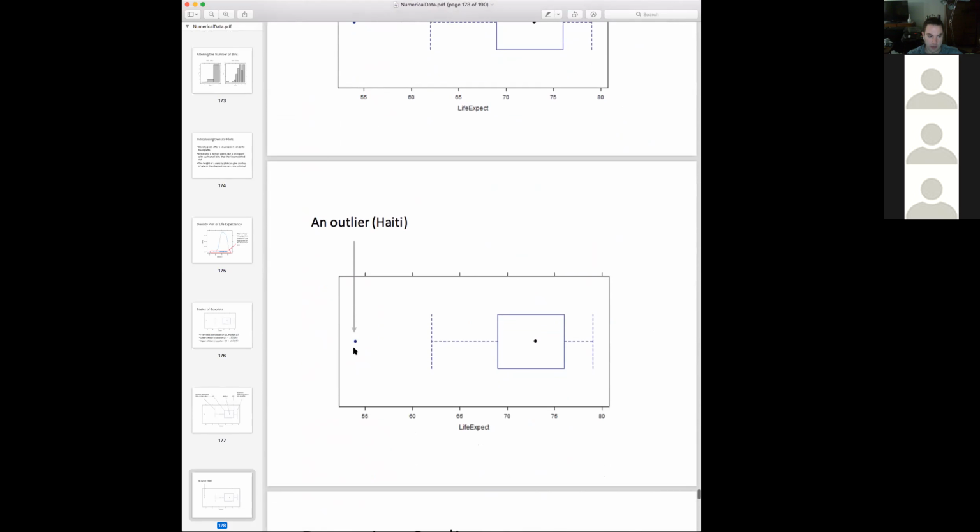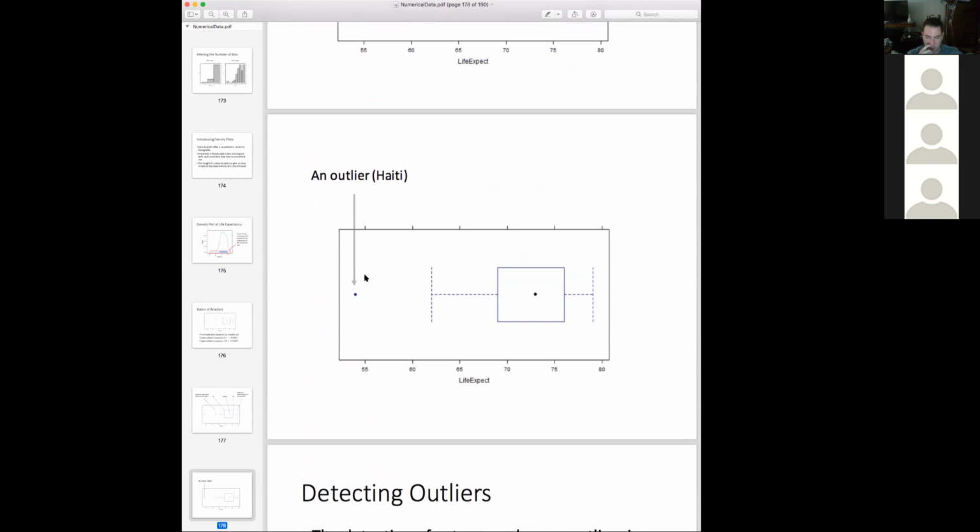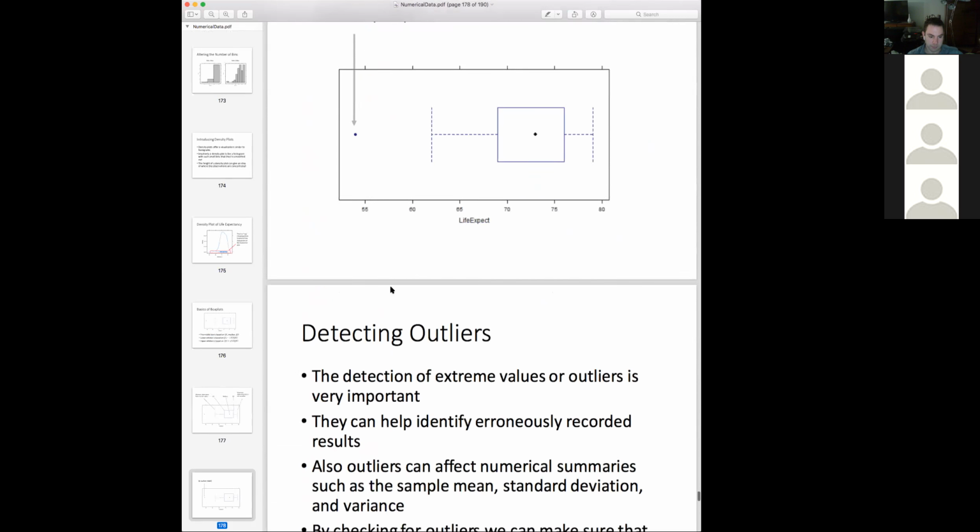And this is an outlier. This represents Haiti in the life expectancy data. So we can understand that Haiti might have a lower life expectancy compared to the other countries on the global level.